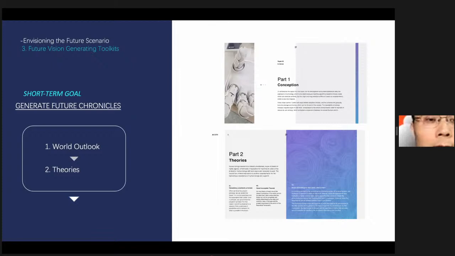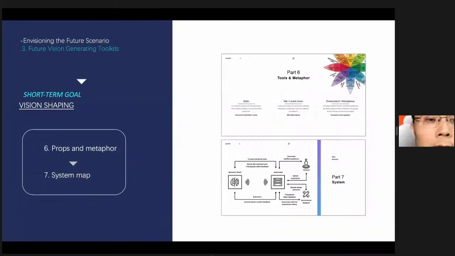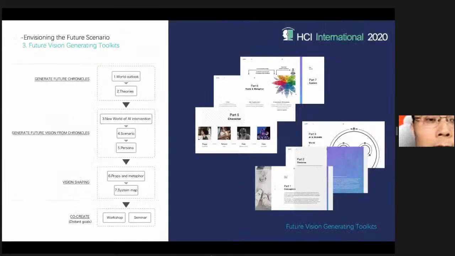First of all, we need to establish our worldview with the support of theories, and then we explore the scenario when AI is in a scenario, and what would be the players? Whether it is a real person or an artificial person who participates in it. And also by means of certain tools, props or metaphors, we present the content and generate the system map. So a series of tools would help us to envision the future.